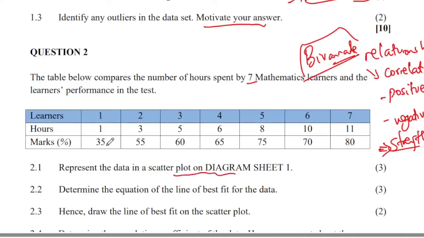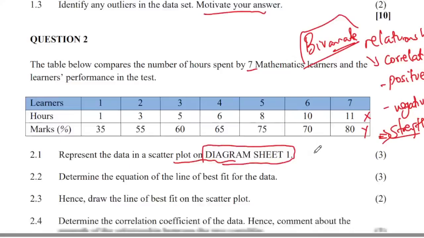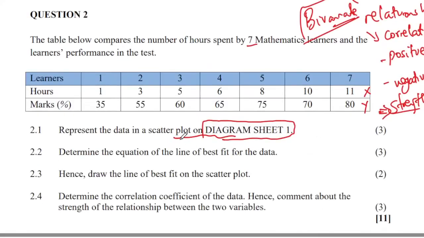When you're drawing your scatter plot, I think they'll give you the diagram page where everything will be labeled, and all you do is the plotting. Hours represent the X values, and the marks will represent the Y values. When you're done with the plotting, do not connect the points. Just leave the points the way they are, maybe as dots. That's what we call a scatter plot.